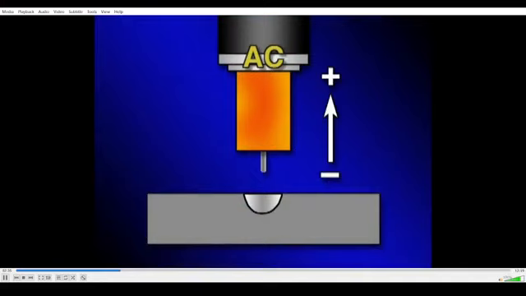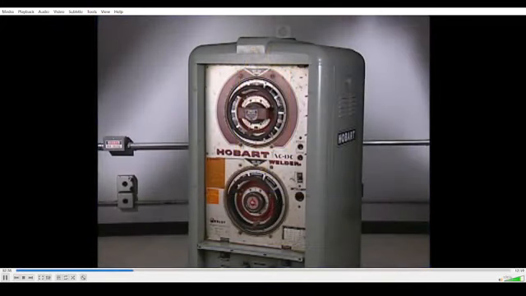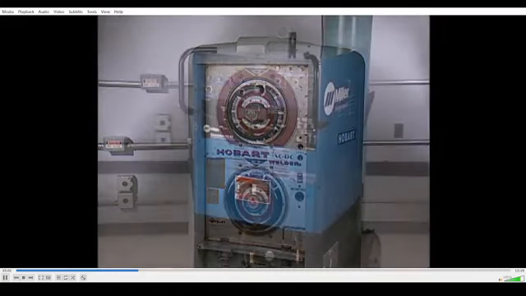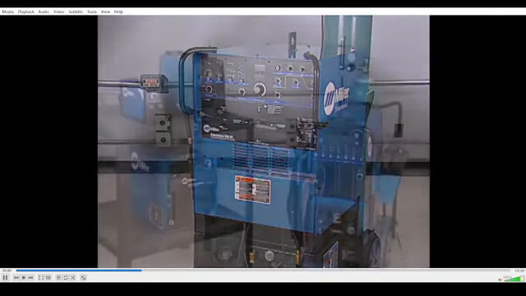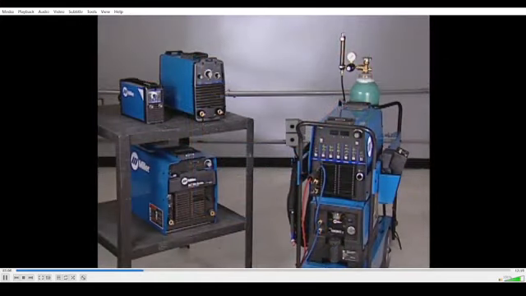When the current control switch is set to AC, the current alternates between electrode positive and electrode negative. AC is used for aluminum and magnesium. The electrode positive portion of the cycle cleans away the oxide coating, while the negative portion of the cycle provides heat for welding. There are three types of power sources capable of providing alternating current: older style transformer rectifiers that produce a conventional AC sine wave, newer generation transformer rectifiers that produce conventional square wave AC, and inverters that produce true square wave AC.